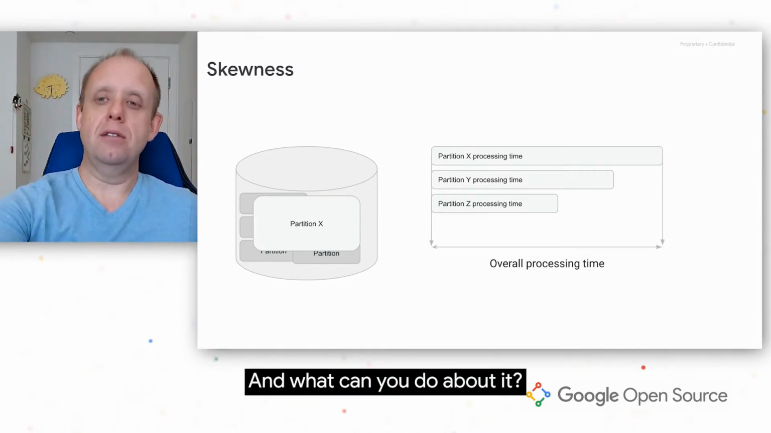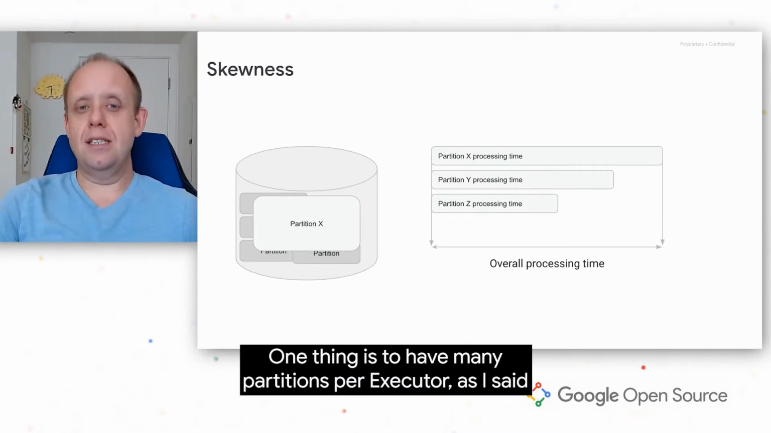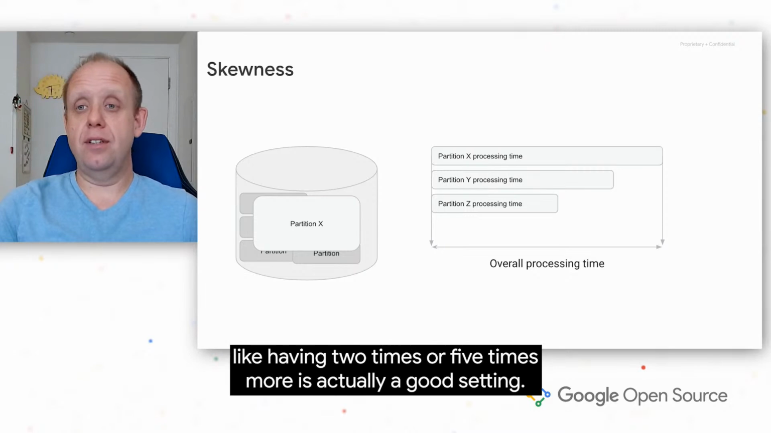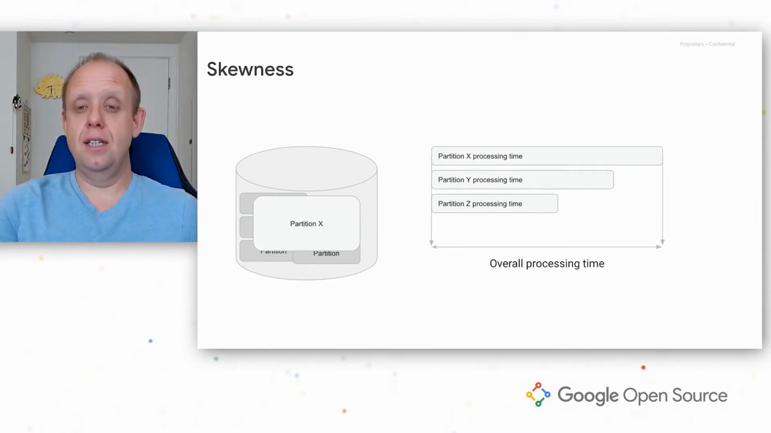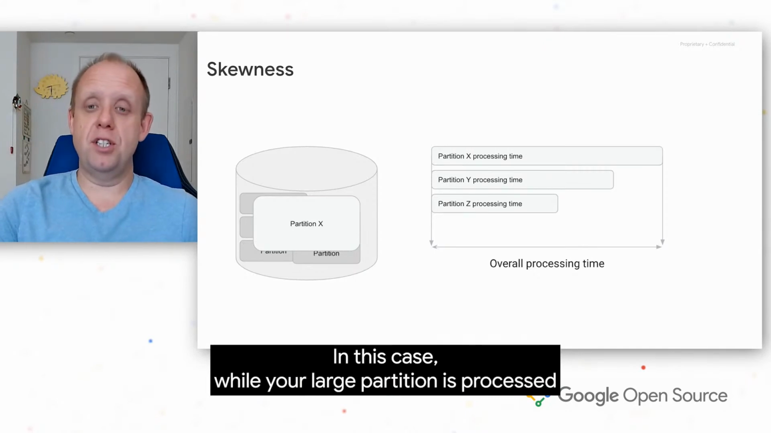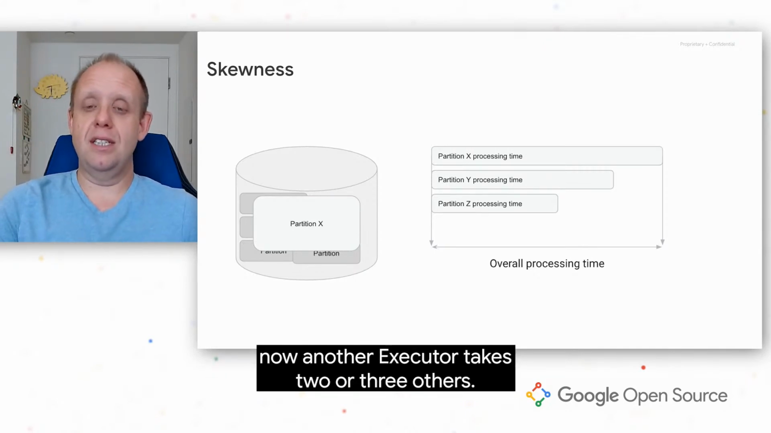And what can you do about it? One thing is to have many partitions per executor. As I said, like having 2 times or 5 times more is actually a good setting. In this case, while your large partition is processed, now another executor take 2 or 3 of others.